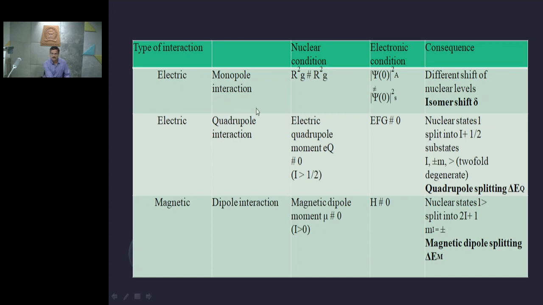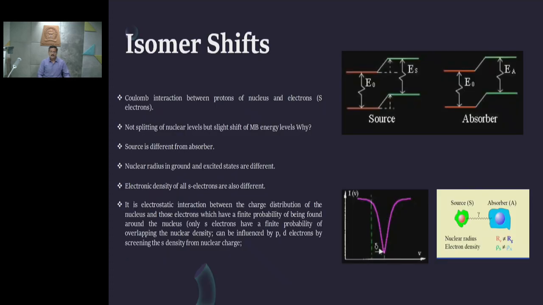So electric monopole interaction leads to isomer shift, while electric quadrupole interaction leads to splitting of a two-fold degenerate energy level, which we call quadrupole splitting. In the case of a magnetic field, it gives magnetic dipole splitting. So these are some consequences of Mossbauer spectroscopy that we have to see. Then, actually, how is the isomer shift observed?